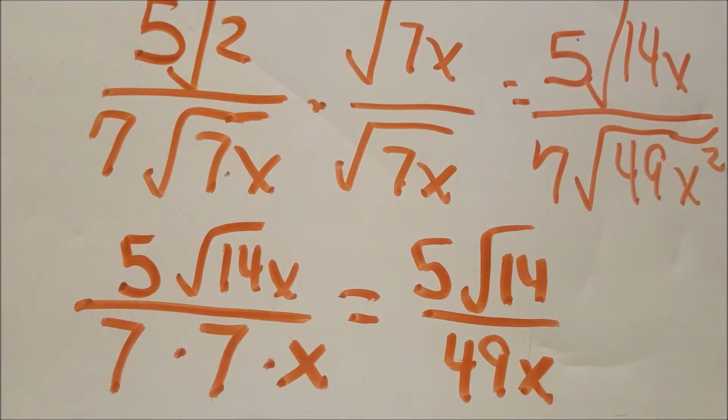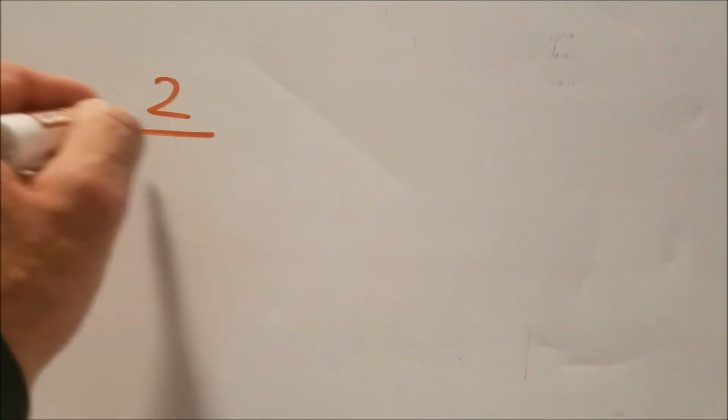Alright, so we did multiplication. Let's do some addition. Addition is a little longer sometimes. So here's 2, the square root of 3. We'll start off with that. Plus 1, the square root of 5.